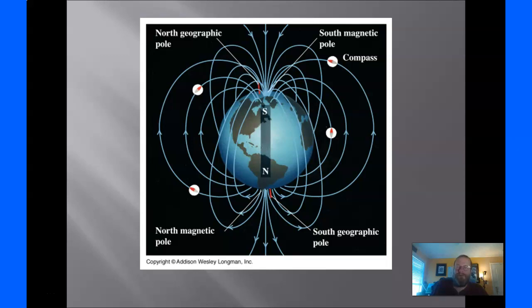So the north pole of the compass points to the south pole of the Earth's magnetic field. See, this is why I hate calling them north poles and south poles of a magnet. I'd rather call it the positive and negative pole. Whatever.